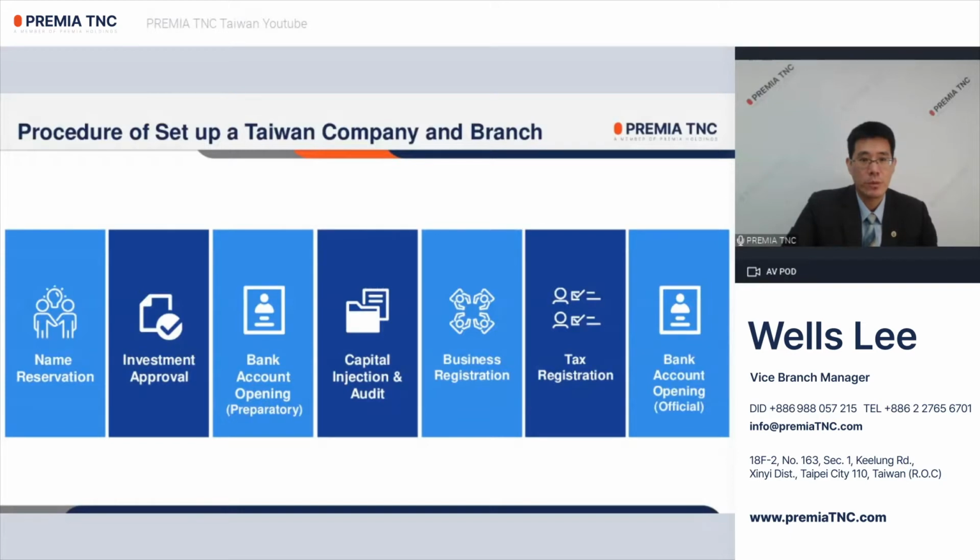Most Taiwan banks will request the company's representative to visit the bank in person, and only a few banks accept the local agent with a power of attorney to open a bank account. We will discuss it later.